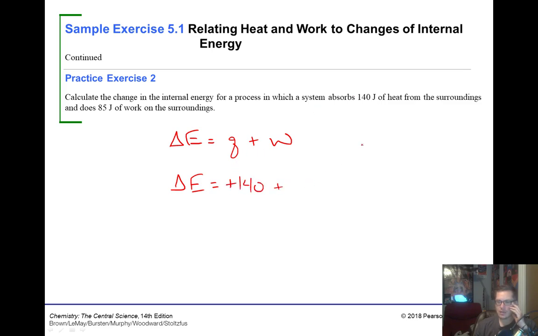And then we're going to add in our work value, and it says it does 85 joules of work on the surroundings. So that means we lost energy to the surroundings, so that'd be negative 85 joules. I forgot my joules here. So 140 minus 85 is essentially what we come up with. 140 minus 85, we get 55 joules. 55 joules is the internal energy change for our system.